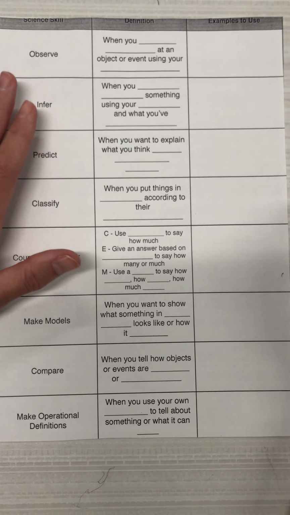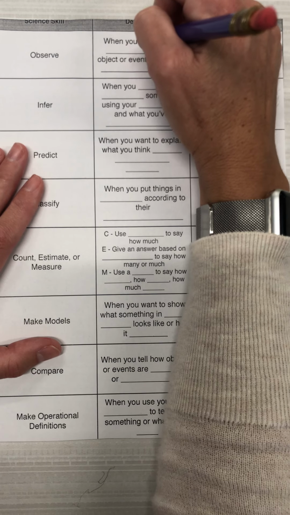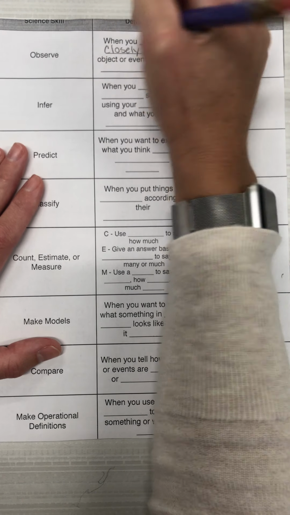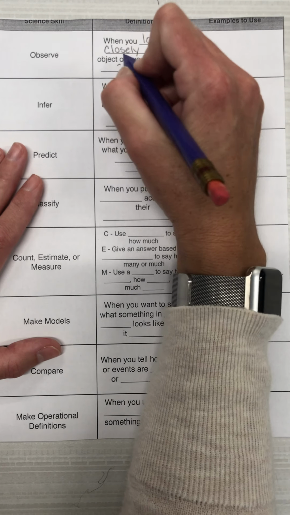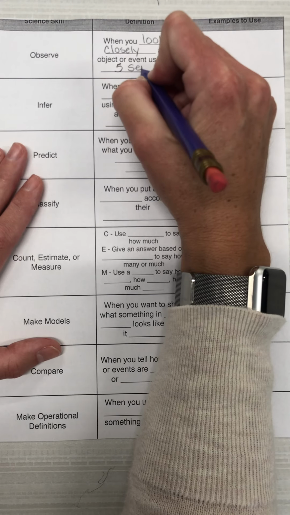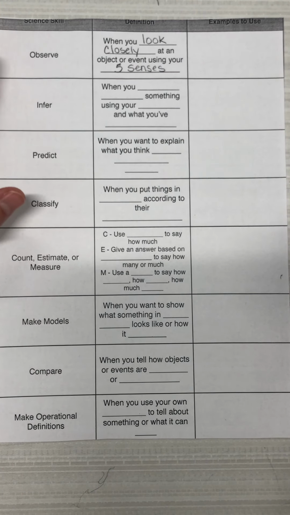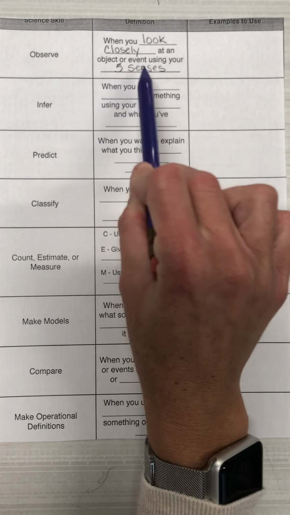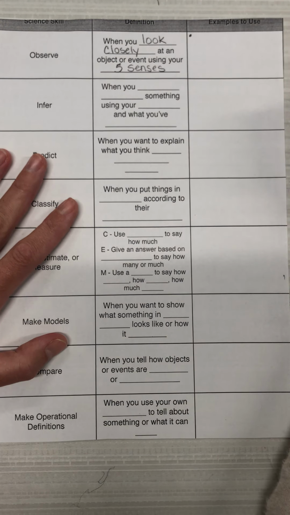When we observe, that means that we look closely at an object or an event using your, we're going to put 5 senses. Okay, so what's something that we might observe in science? That means using our 5 senses. And we're gonna put a bullet.